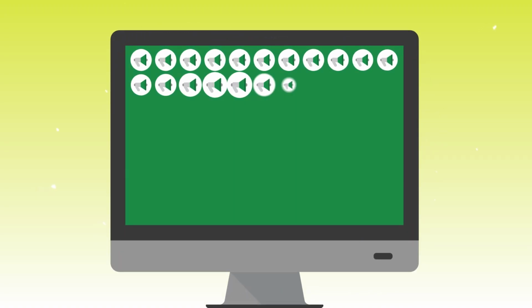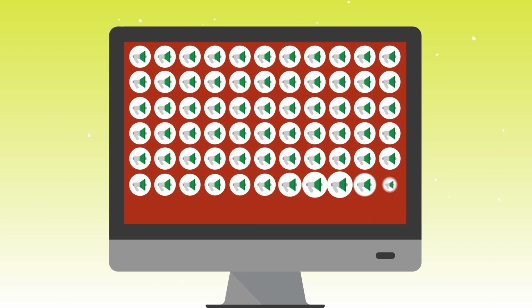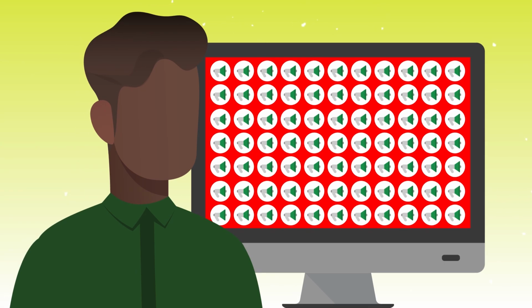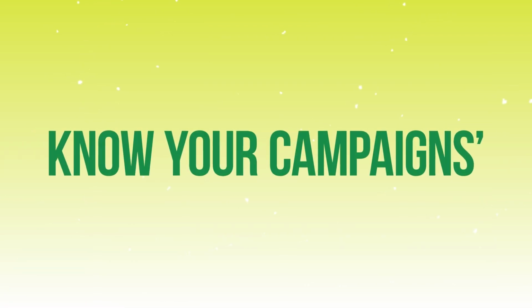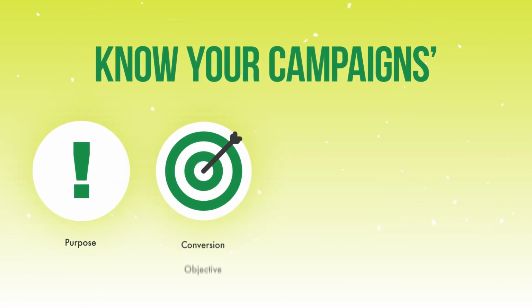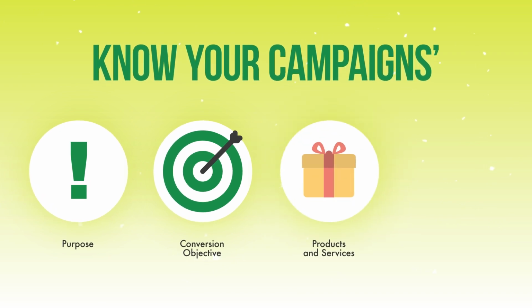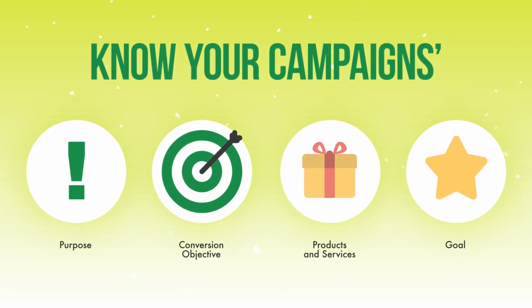There are several different ways that this could be happening. A surefire way to tell is if you look in your ad account and there are hundreds of campaigns inside of it, or if you can't look at your campaigns and tell exactly what each one is for, the conversion objective, the products and services it's selling, and what the goals might be for that specific campaign without actually having to look at the ad level.